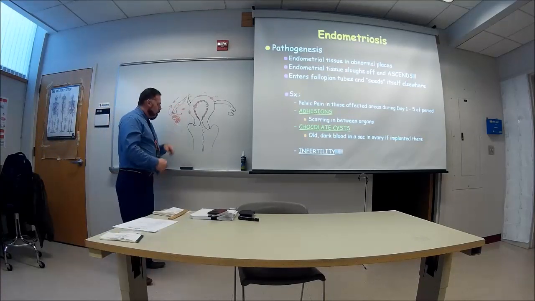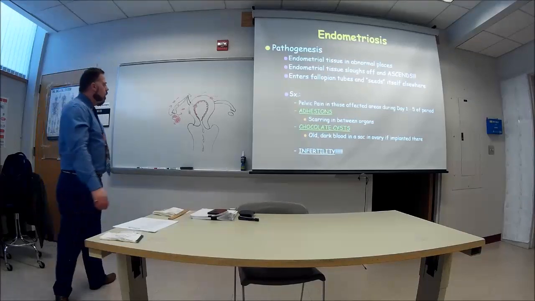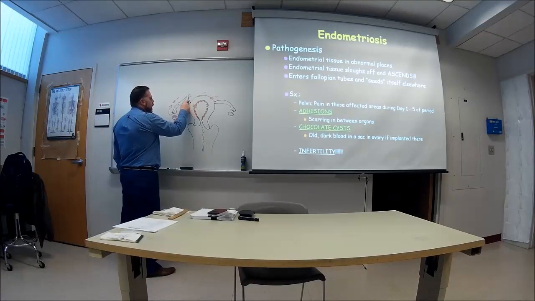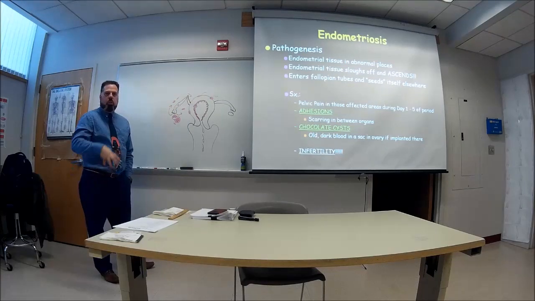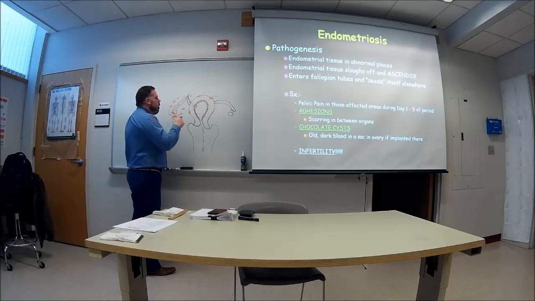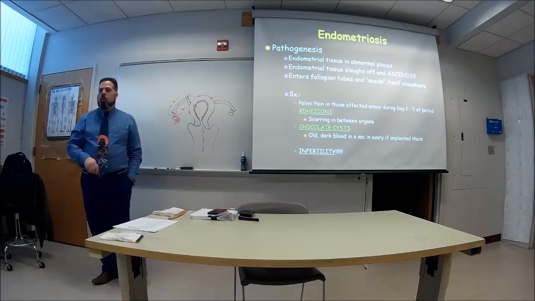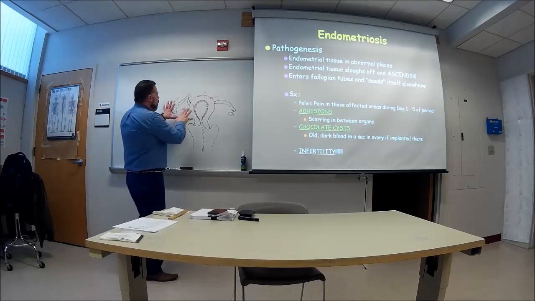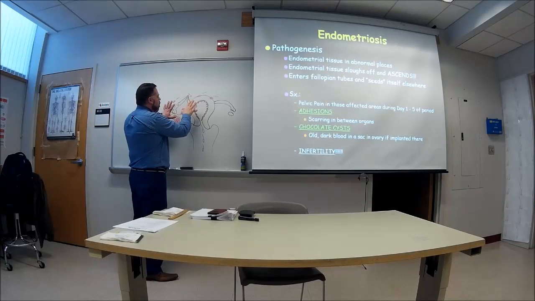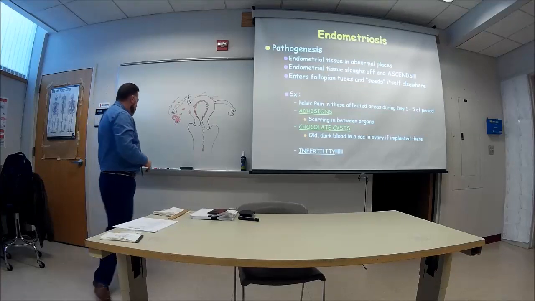If it happens in a fallopian tube, you see why this would cause infertility. If a sperm is going to go this way, it might not be able to get into that tight opening over there because it's being pulled. It's kinked. The egg, which is bigger than the sperm, will pop in here, but it can't get through there. So now we're not going to have the sperm and the egg united because they have all these adhesions because of the fallopian tube.